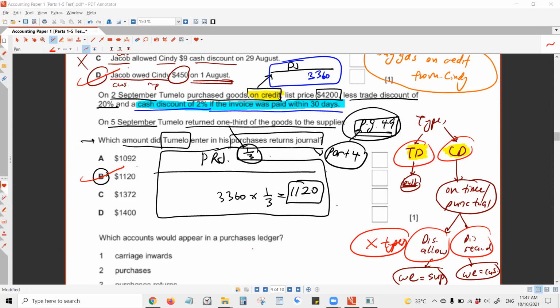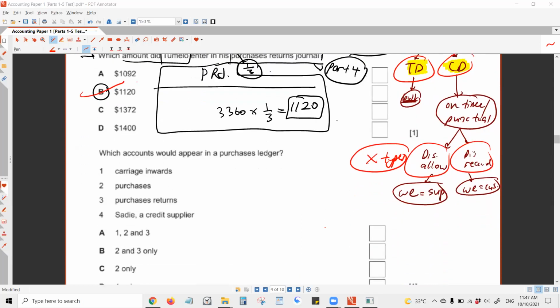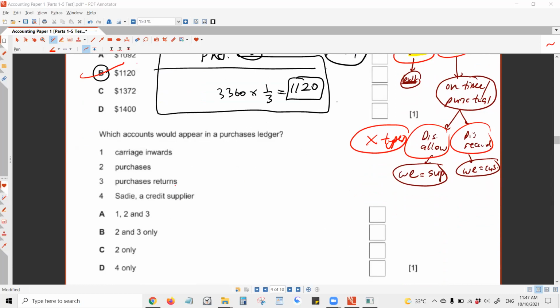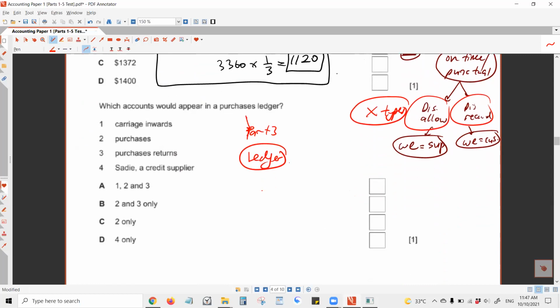Which accounts would appear in a purchases ledger? This question you did before. You had this question in part 3. And it's about the book which is known as ledger. And this book contains all the T accounts. All the accounts are in the ledger. In this ledger, you can think of this as a book, and this book contains 3 chapters.